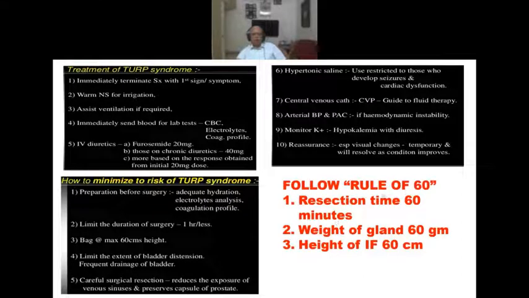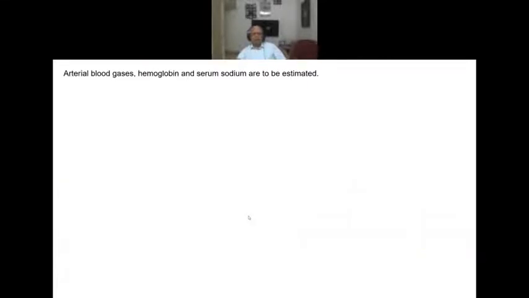The rule of 60 you have to follow. Resection time less than 60 minutes. Weight of the gland resected should be less than 60 grams. Height of the irrigating fluid less than 60 centimeters. Arterial blood gases, hemoglobin, and serum sodium are to be estimated.